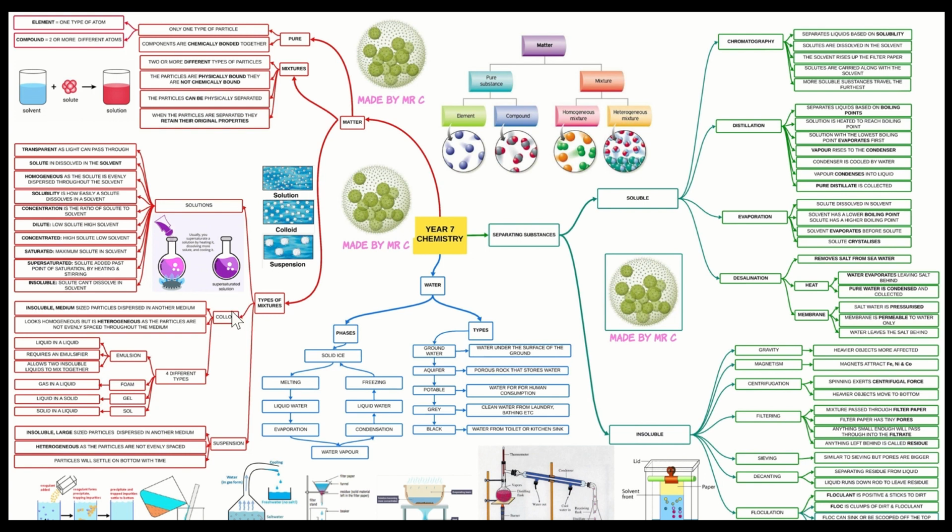With a colloid, we have medium-sized particles dispersed within the medium, but the colloid is heterogeneous, which means the particles are not evenly spaced throughout the medium, even though it may look like it is. There are 4 different types of colloid, being an emulsion, a foam, a gel, and a sol.